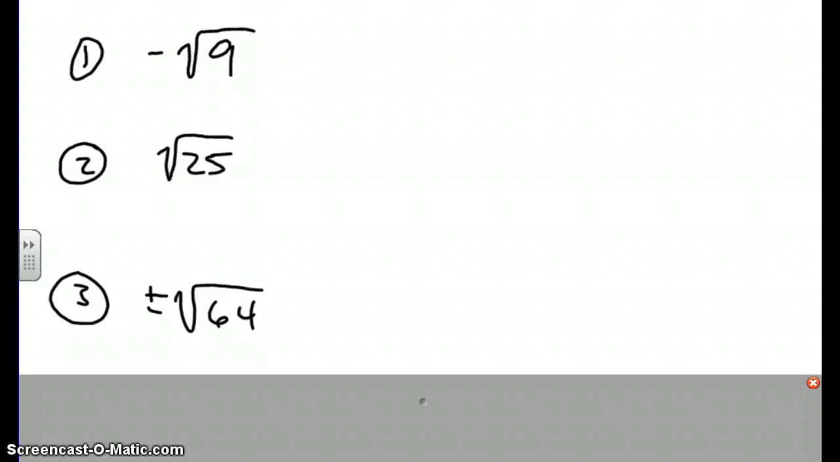And for number 3, they're asking for both. So your answer would be plus or minus 8. Good. So you can write it that way, plus or minus 8. You could also write it as 8 and -8. Those are equivalent ways of saying the same thing, right? Okay. Good. Perfect squares.